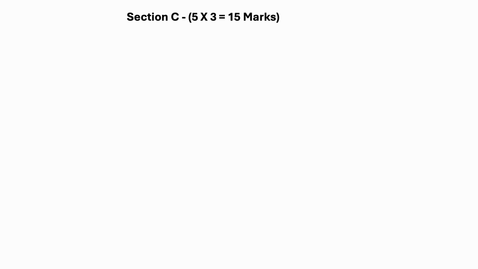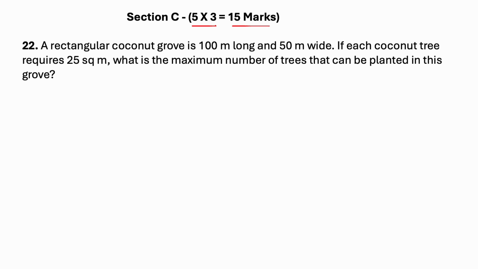Next, we have section C. We have 5 questions, 3 marks each, so total 15 marks. A rectangular coconut grove is 100 meter long and 50 meter wide. If each coconut tree requires 25 square meter, what is the maximum number of trees that can be planted in this grove?